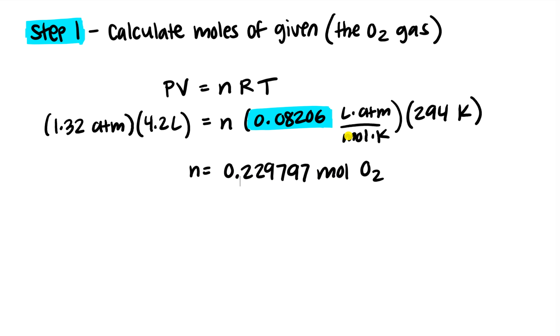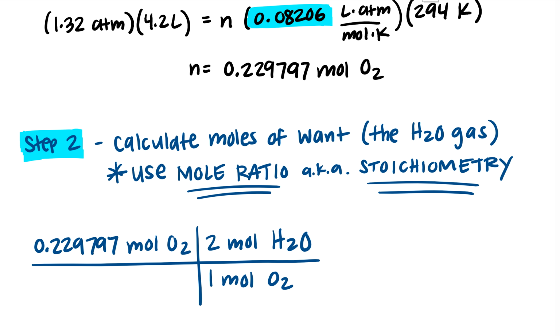The next step would be to calculate the moles of the want. All right, here in step 2, we are calculating the moles of H2O gas, or water vapor. Again, we're going to take our moles of our given oxygen, and we are going to use the mole ratio from the balanced equation, aka we are doing stoichiometry. We are taking those 2 moles of water and setting it equal to 1 mole of oxygen because those are the coefficients from the balanced equation.